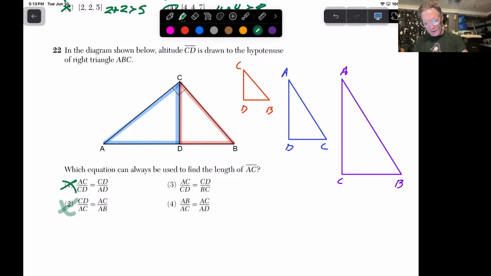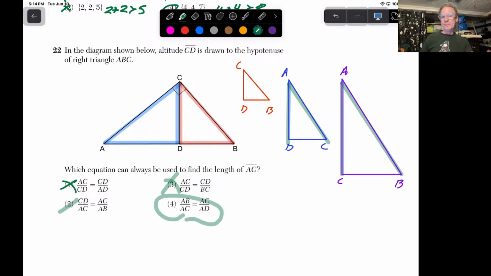AC and CD again. Or maybe we can think about this one, AC and CD. That doesn't make sense either. This one's out. AB, so it's this hypotenuse, and AC, and then this side. All right, that's making a little more sense. Does that map to AC and AD? Ah, it does. There you go. Winner, winner, chicken dinner. See?